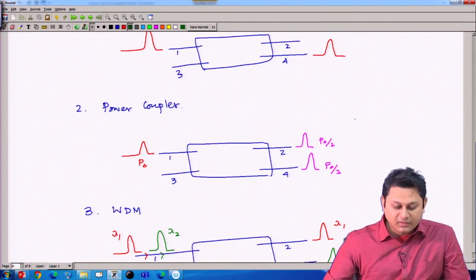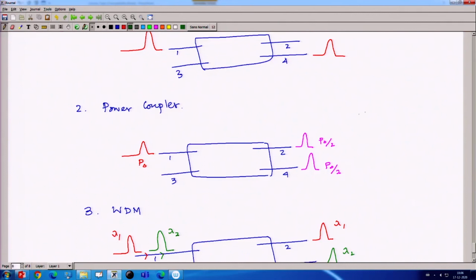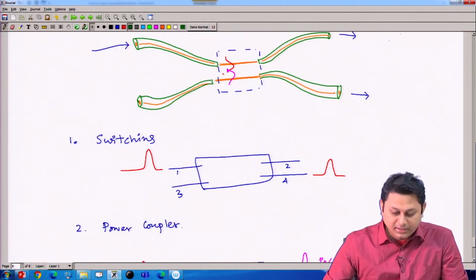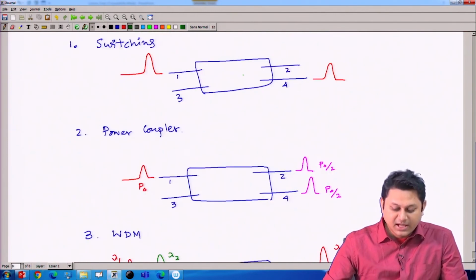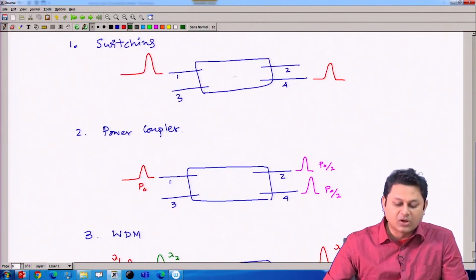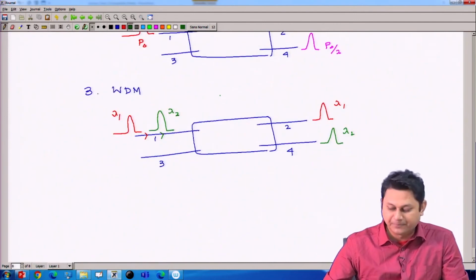So, you can see the structure is very important here. These 2 waveguides have to be very close, so that we can have the exchange of energy. And when we have an exchange of energy, different kinds of applications one can think of, like switching, like power coupler, like WDM, etc.